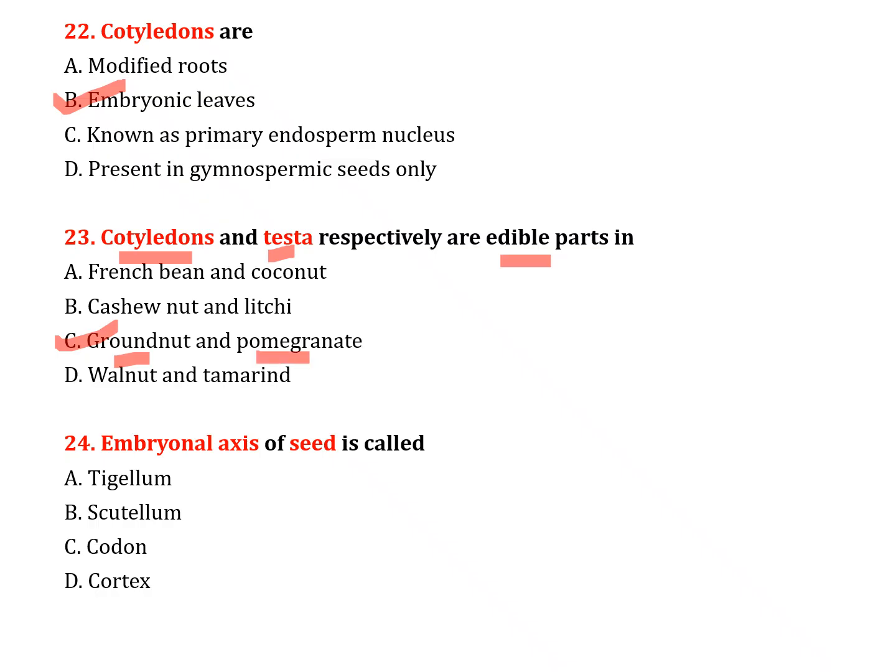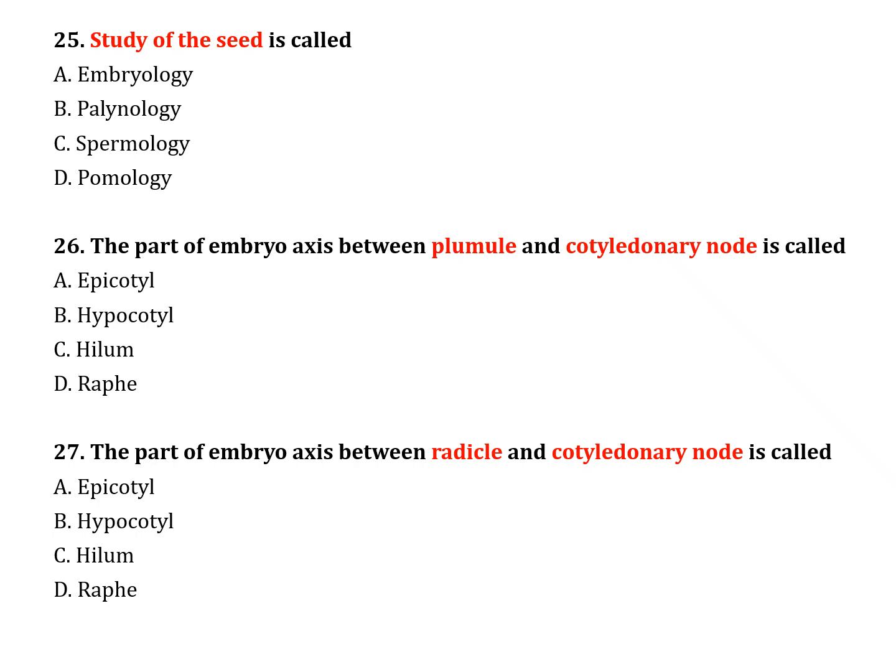The next question, number 24. Embryonal axis of seed is called option A, tigellum; option B, scutellum; option C, codon; option D, cortex. Correct answer is option A, tigellum. The next question, number 25. Study of seed is called option A, embryology; option B, palynology; option C, spermology; option D, pomology. Correct answer is option C, spermology.